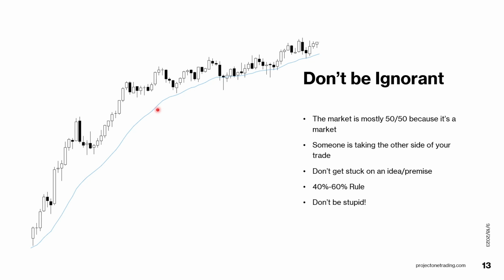But I use this rule as sort of 40 to 60% of the time I'm wrong. The last one is don't be stupid. This is pretty self-explanatory. I mean, if the market's just clearly doing something, just don't do the opposite of it.